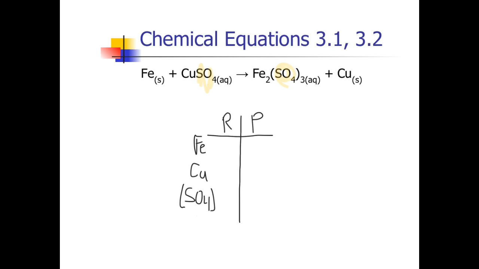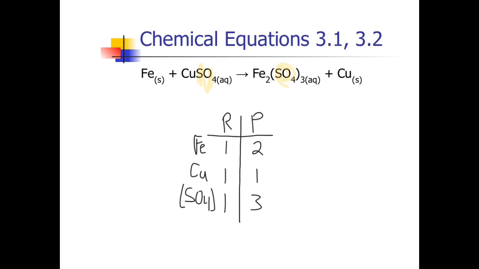So, I do my accounting. I have 1 iron on the reactant side and 2 on the product. I have 1 copper on the reactant side and 1 on my product. I have 1 sulfate on the reactant side and 3 sulfate on the product side. Now, where did that 3 come from? Well, that came from the reverse crisscross of the iron. We're going to look at one of those when we actually come back to school and go into this further.